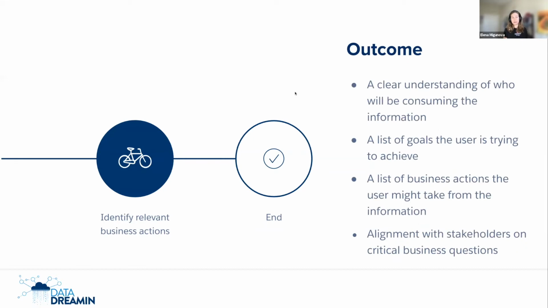So at the end, by following this process, you really get a great outcome. You get a clear understanding of who will be consuming the information, a list of goals they're trying to achieve, a list of business actions they will want to take from this information. And most importantly, because you'll be collaborating with your team and stakeholders on this part, you will get alignment on the critical business questions before you actually develop anything. And this will save you so much time because you won't get any last minute requirements, or when everything is developed, you find out that you didn't include the metrics that they were actually willing to see. So this part is really important here.